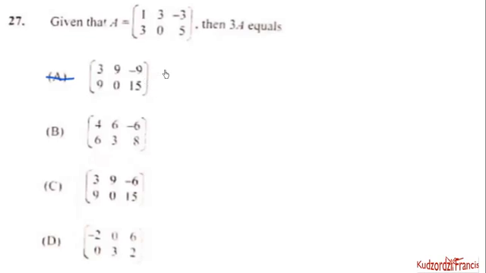This answer is correct. Now let's look at item 28. It refers to the following matrix P. So this is the matrix. This is 8. This is 7. This is 6. And this is 5.